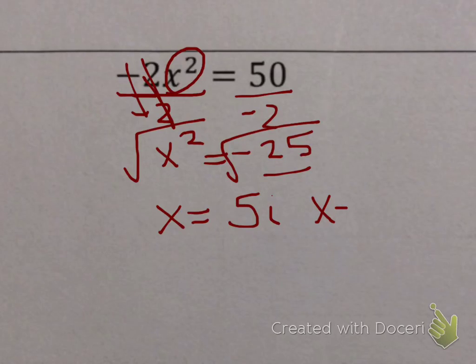Also, we would do that for the other possibility, which would be negative 5i, because negative 5 times negative 5 would also still give you that 25. And then the negative underneath there is taken care of by the i sign.